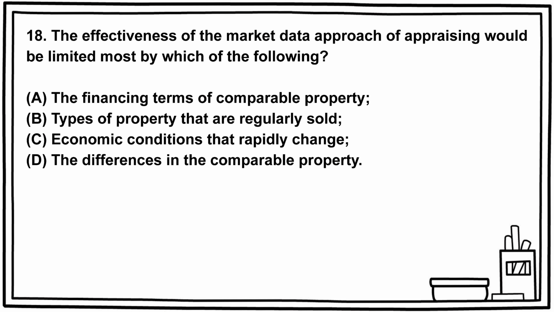18. The effectiveness of the market data approach of appraising would be limited most by which of the following? A. The financing terms of comparable property. B. Types of property that are regularly sold. C. Economic conditions that rapidly change. D. The differences in the comparable property.